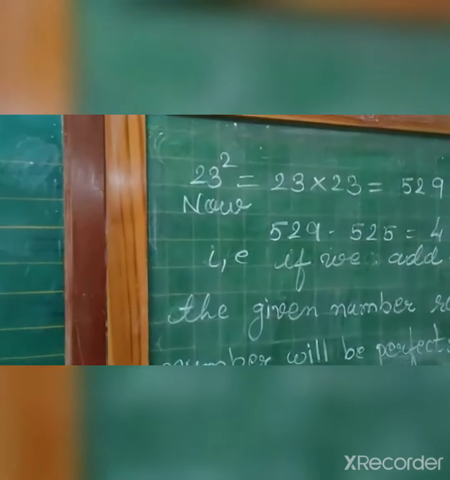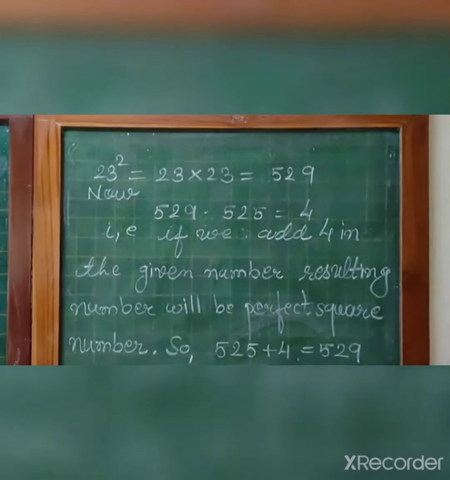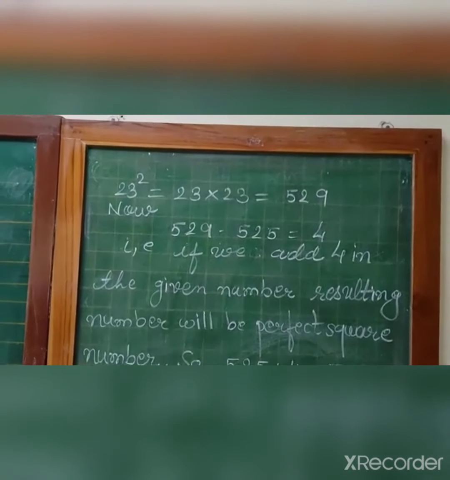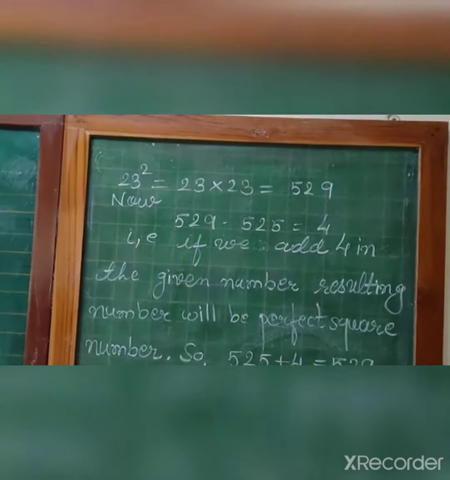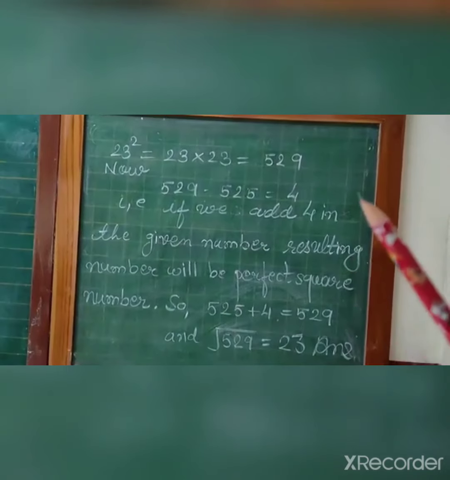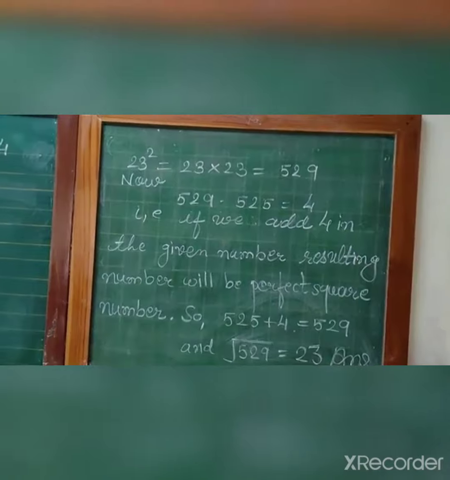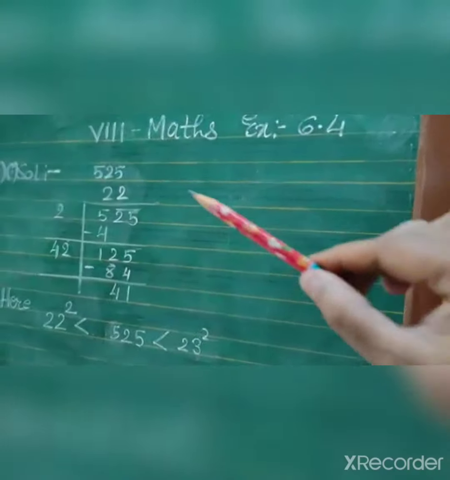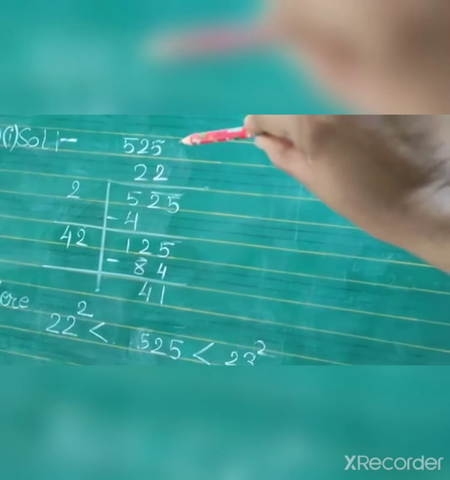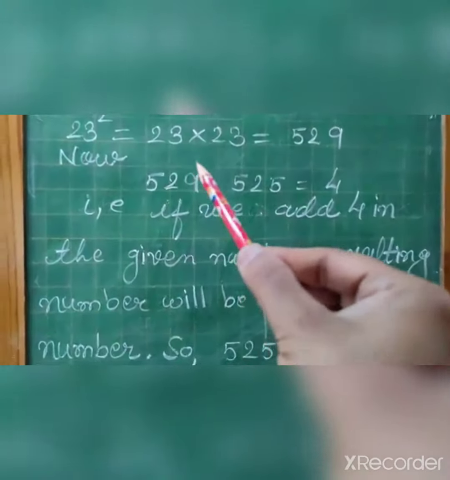So 23 square, you can see here, the meaning of 23 square is that you write 23 two times with a multiplication sign, and when you multiply you get 529. You can see. Now 529 minus 525, because you already have 525. So whatever number you want to add, you can calculate in this way.